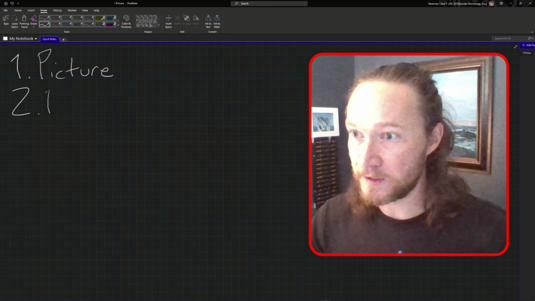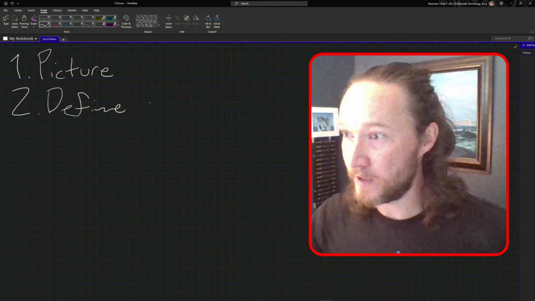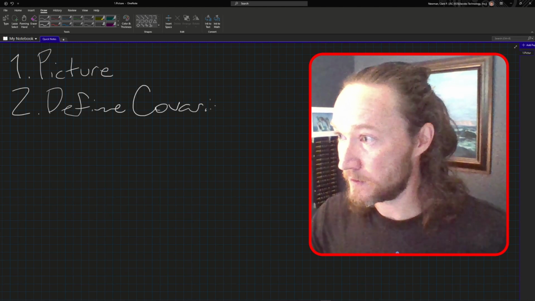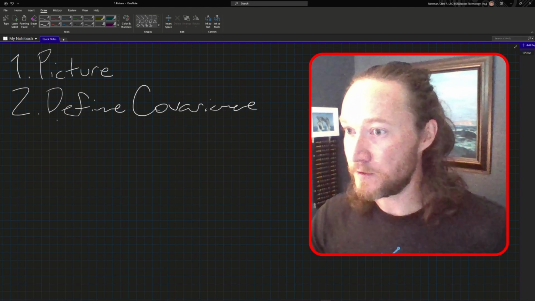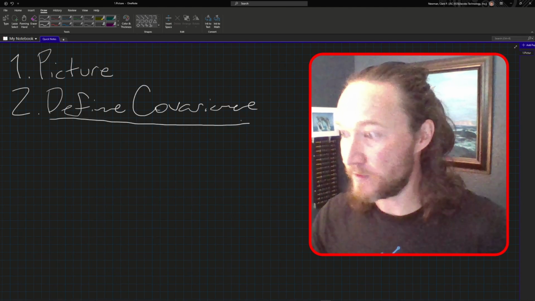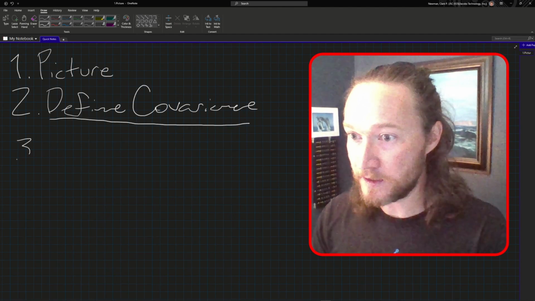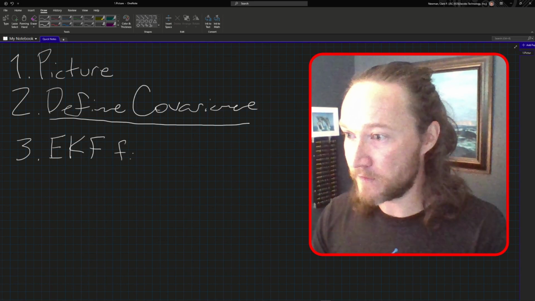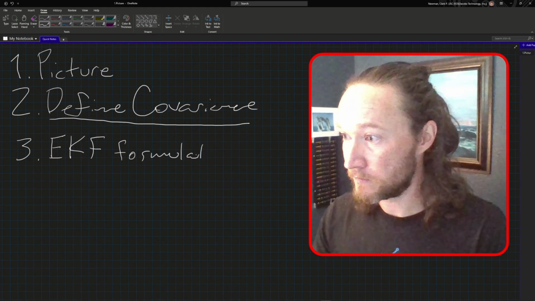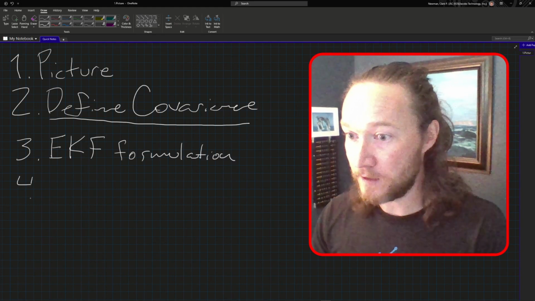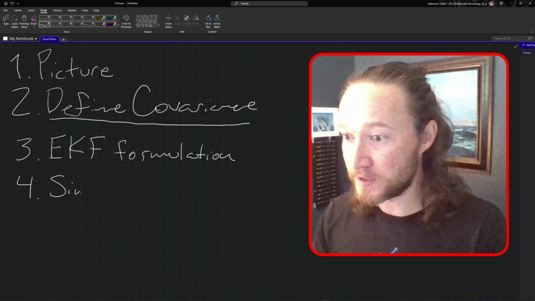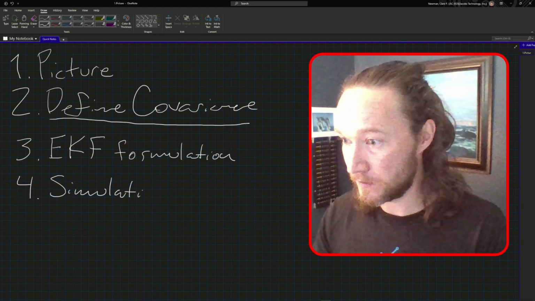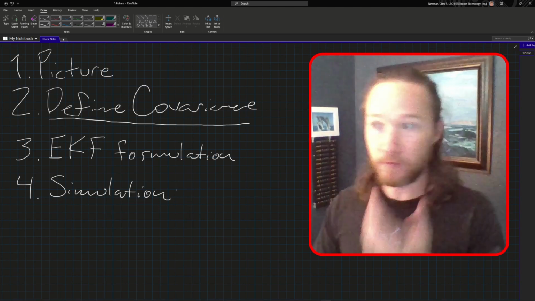The next thing we're going to do is define what a covariance is, look into the covariance and some of the statistics behind it. And then the last thing we're going to do is tie it all together and talk about the actual extended Kalman filter and the actual formulation of that. And then finally, we're going to throw all this into a simulation to show how all this stuff works together.